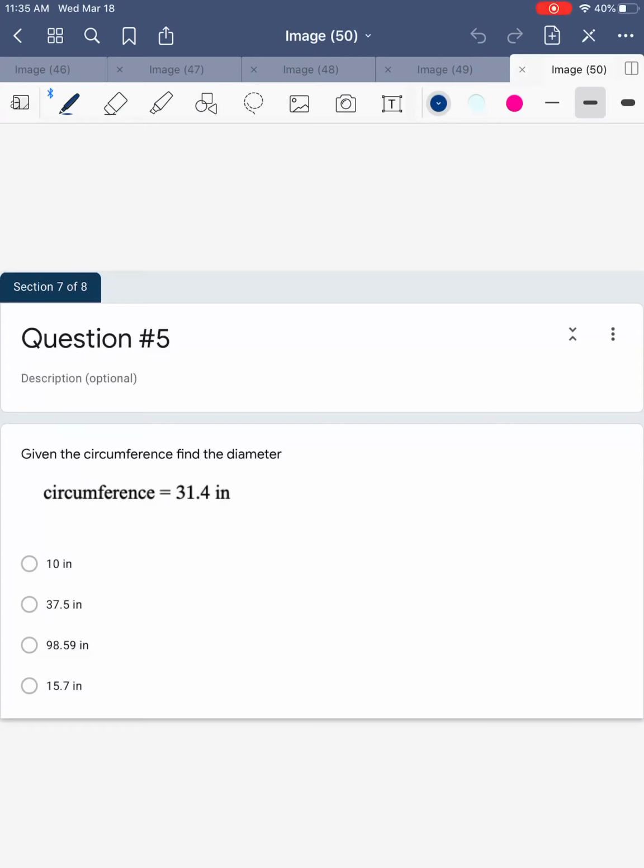Next on this one, it says, given the circumference, find the diameter. If I have this, the whole circumference is 31.4, so 31.4 equals 2 times pi, which is 3.14, times the radius. So we want to figure that out first.